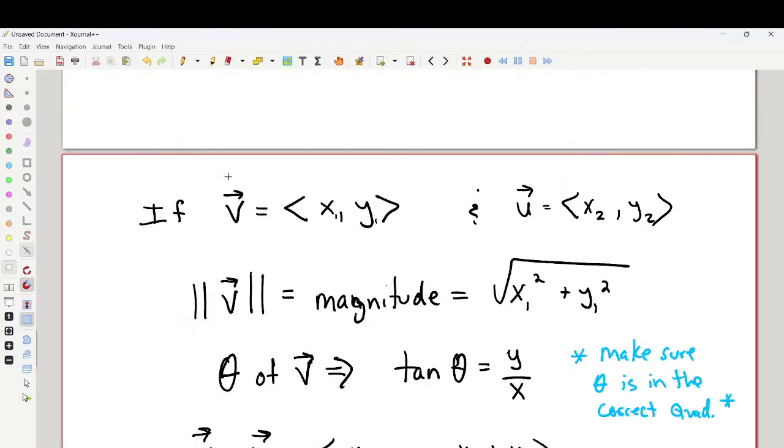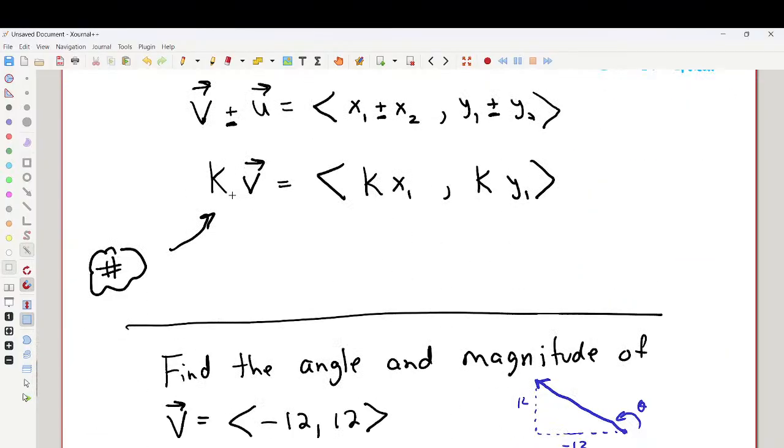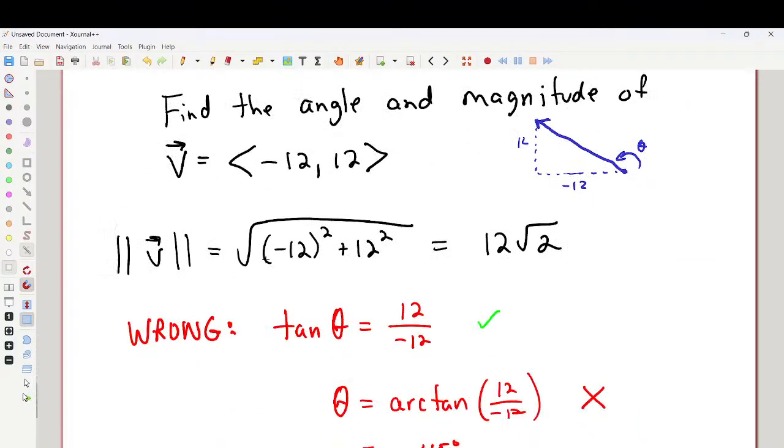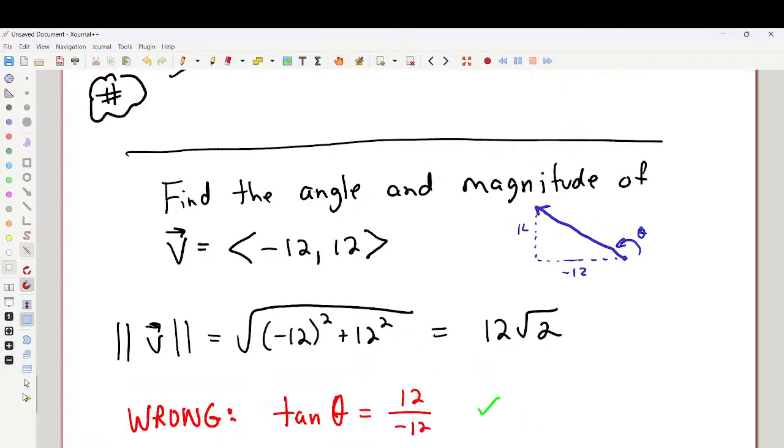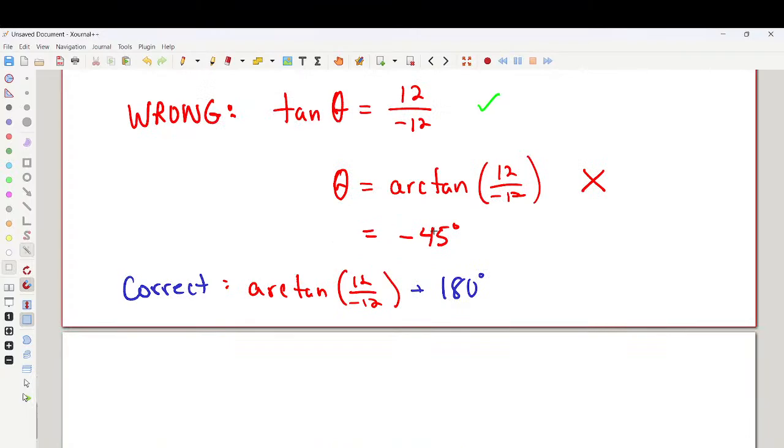All right, so in summary, that's where we're at. Just be careful when you're finding your angle that the actual positioning, just like a complex number, is in the right quadrant.